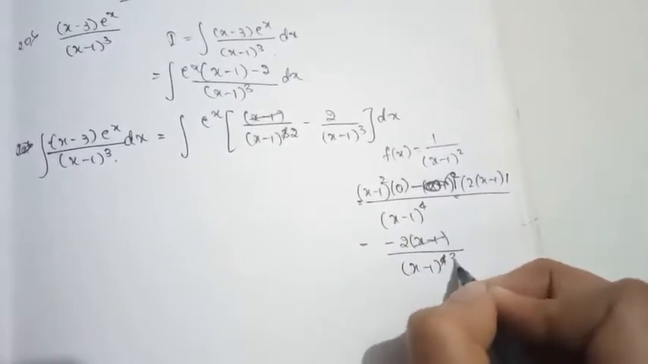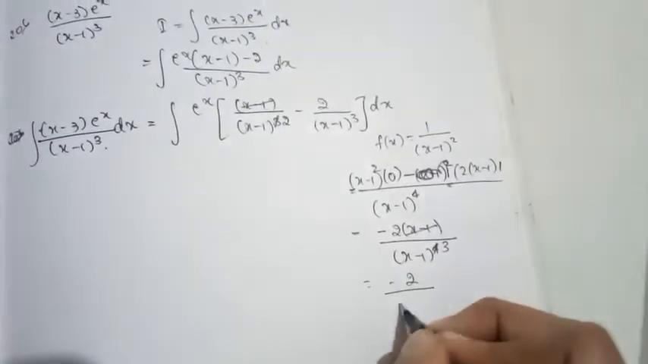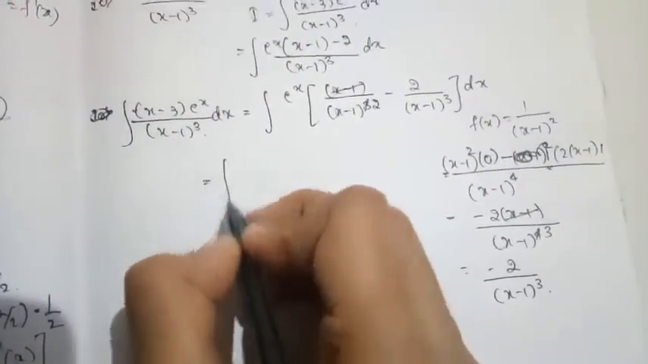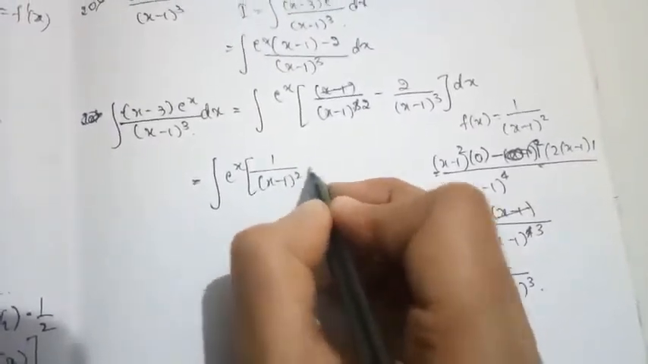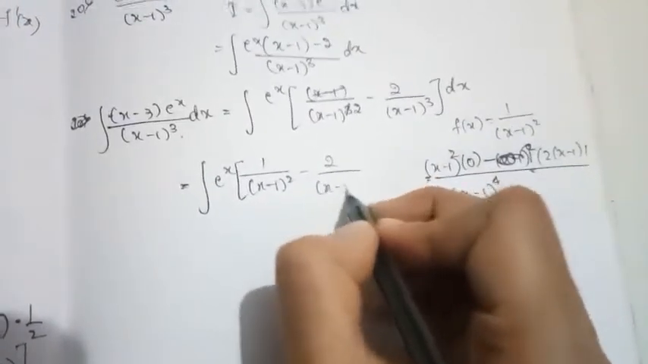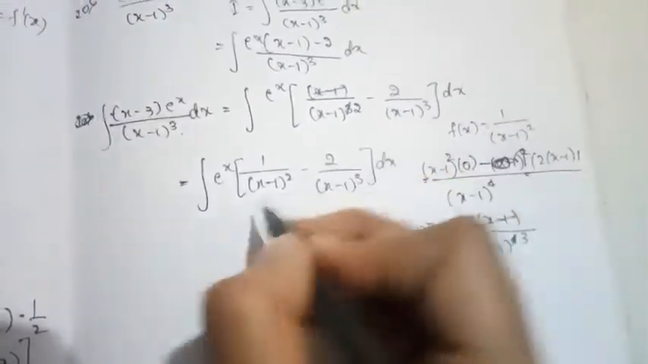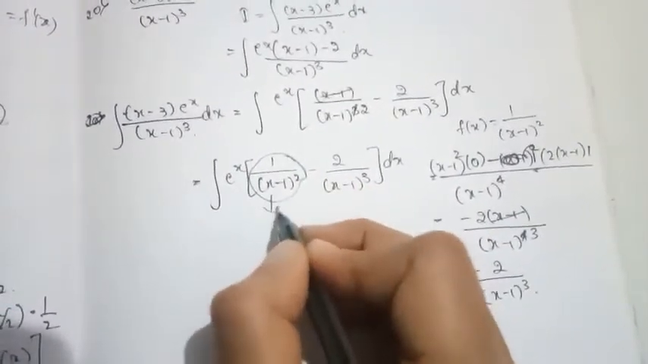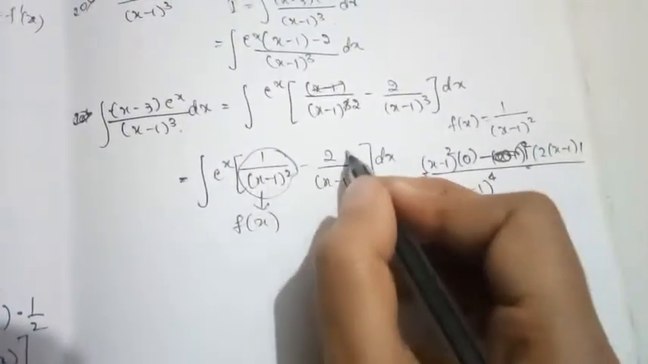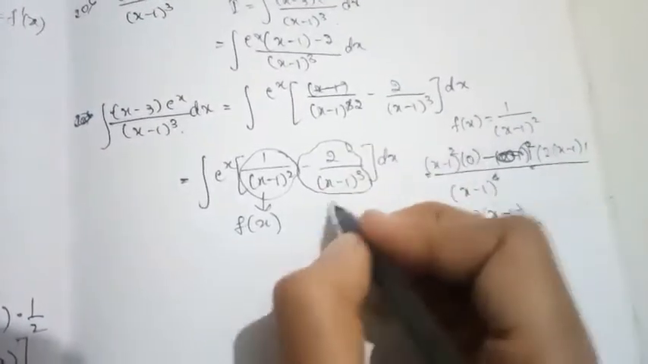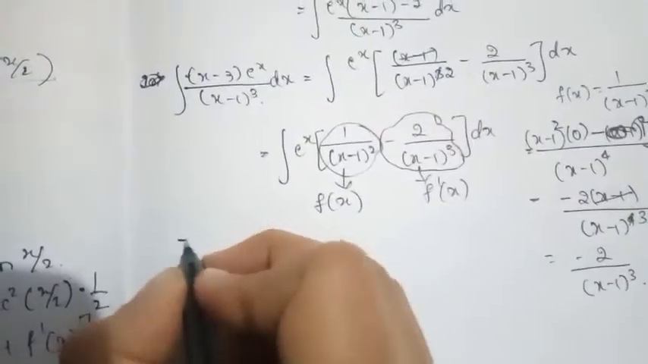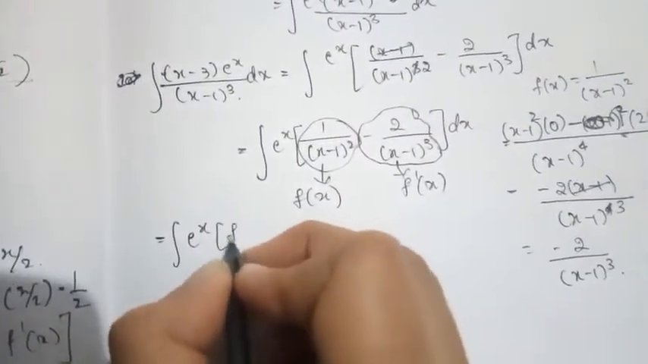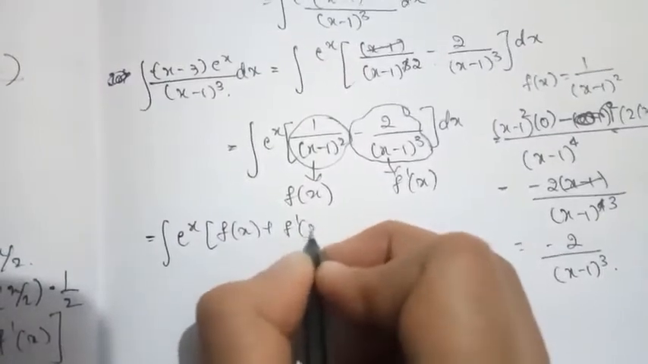Here one (x minus 1) gets cancelled, so we are going to get minus 2 divided by (x minus 1) whole cube. So you can see clearly it is like this: integration of e power x into [1 divided by (x minus 1) whole square minus 2 divided by (x minus 1) whole cube] dx. Clearly this part is our f of x. If I differentiate this one, I am going to get this one as equal to f dash of x. So this question is in the form of integration e power x [f of x plus f dash of x] dx.